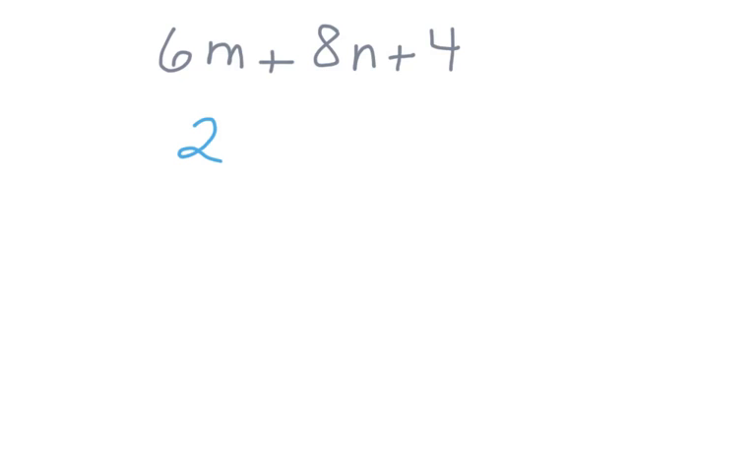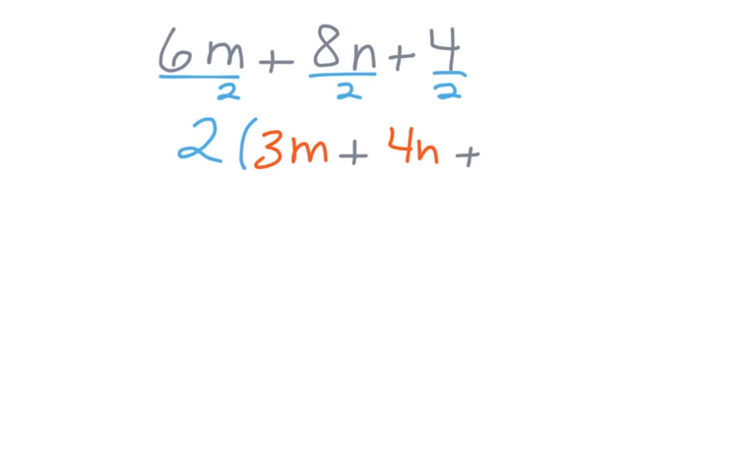So what I will do is divide each of these terms by 2, and when I have the result of that division, it will go into my parentheses. So 6m divided by 2 is 3m plus 8n divided by 2 is 4n plus 4 divided by 2 is 2.